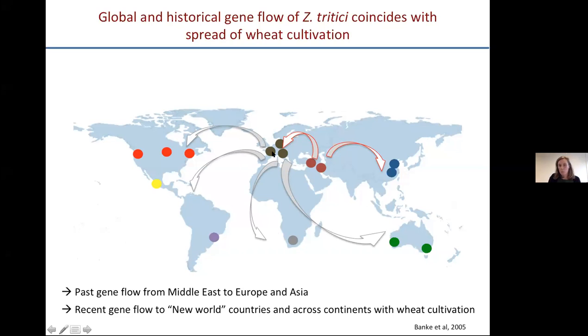And when you see this map here, you will see that this mirrors the map also of the dispersal or the spread of wheat cultivation on a global scale, first from the Middle East, from the Fertile Crescent in the Neolithic to Europe and Asia, and then only much later with European colonization and with the spread of wheat cultivation to the Americas, Australia, and also here to South Africa, where many of you are sitting.